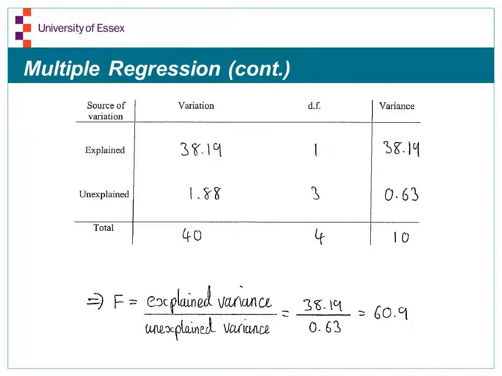So we should get an ANOVA table that looks as we have here, which leads to an F ratio. We've got a lot of explained variance compared with not very much unexplained variance. We've got an F ratio of 60.9 coming out here, and so we need to test that with an appropriate value from the appropriate F distribution. So we need to go ahead and do that.